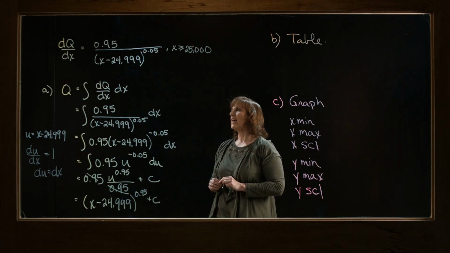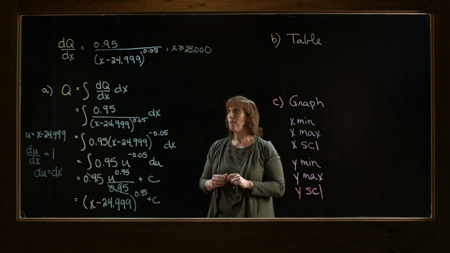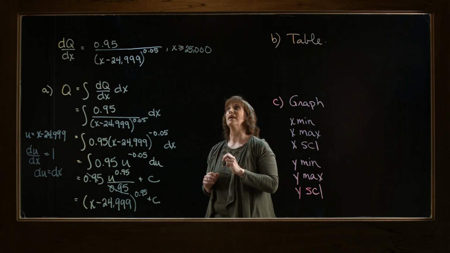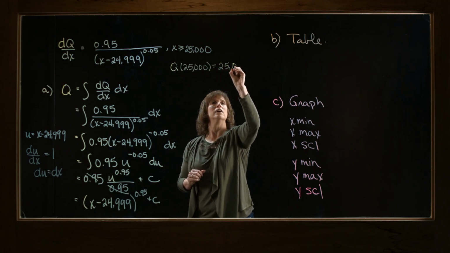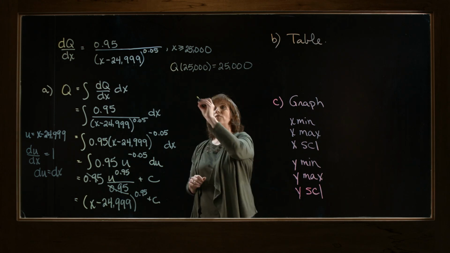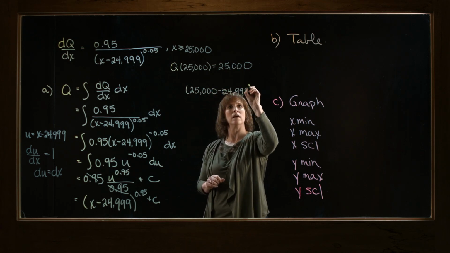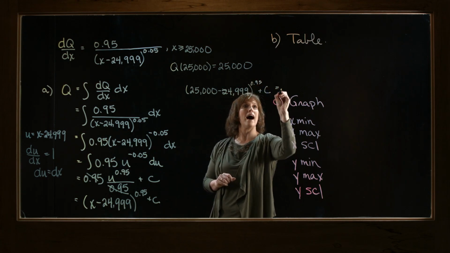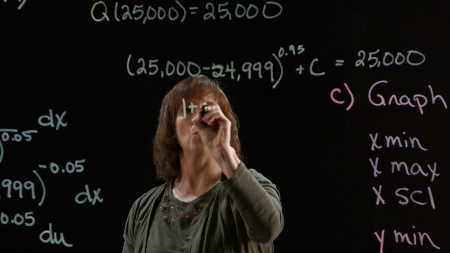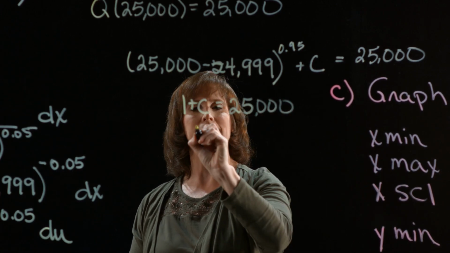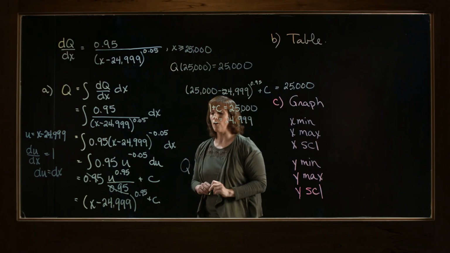I know that if my income is $25,000, I'm going to have to spend all $25,000 on my necessary items. So that tells me that Q of 25,000 equals 25,000. If I plug 25,000 into my function, I should get 25,000. This luckily reduces all down to 1. So 1 plus C is 25,000, which means that C is 24,999.